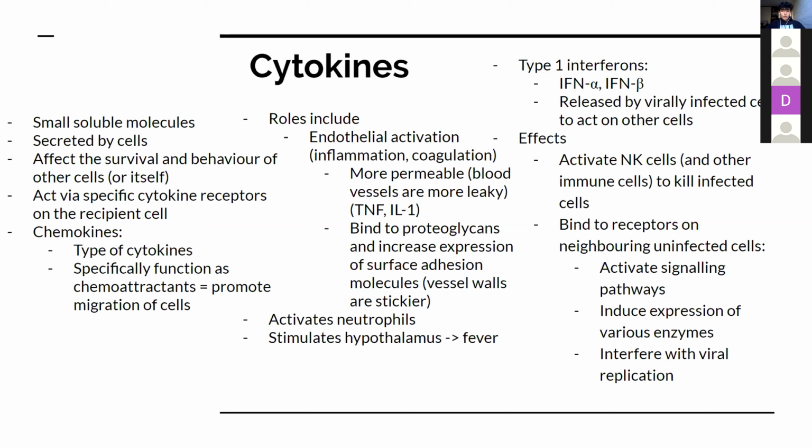Then you have a little bit on type 1 interferons. I'm not too sure if you guys covered it yet, but you have interferon alpha and beta, which are released by virally infected cells. The effect of the interferons is that they activate natural killer cells and other immune cells to kill the infected cells. They also bind to receptors on neighboring uninfected cells to activate more signaling pathways to prevent viral replication and call more NK cells.